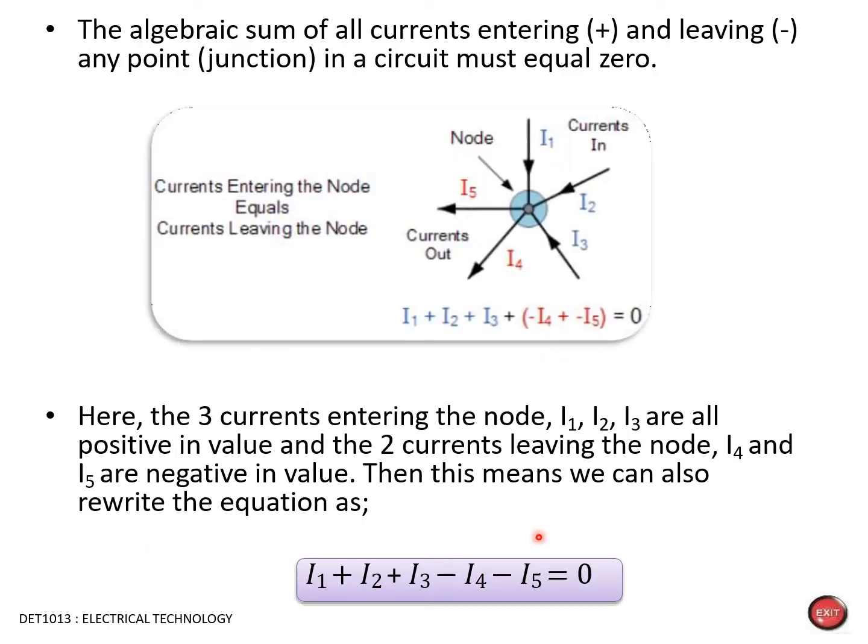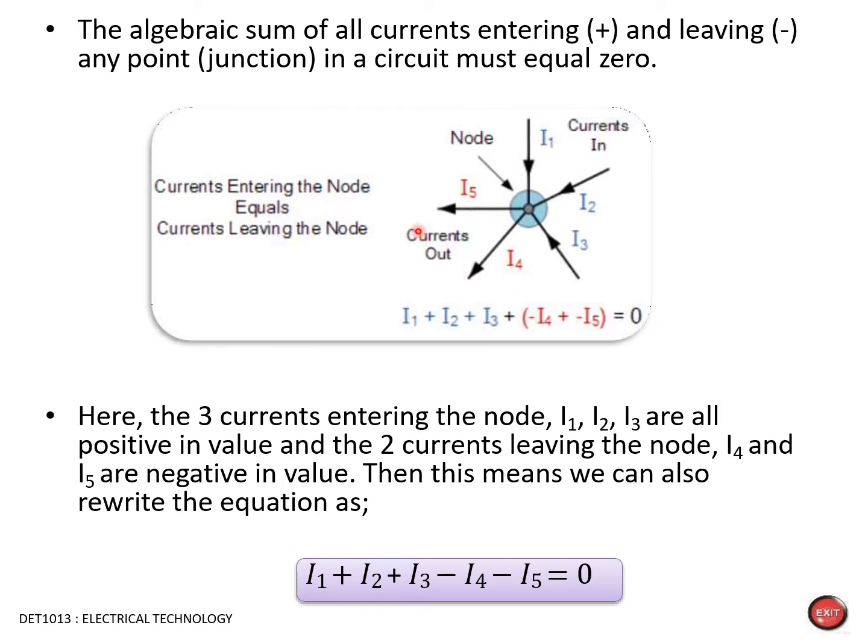See here, the algebraic sum of all the currents entering is taken as positive and those leaving are taken as negative. Now if you see this junction here, I1 is entering, so it is positive. I2 is also entering, it is also positive. I3 entering, so it is positive. And I4 and I5 are leaving the junction, so they are negative currents.